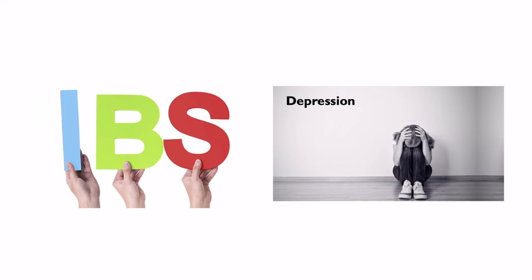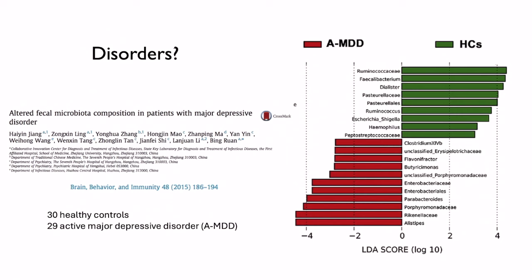There are also studies like this. For example, this is looking at 30 healthy individuals and 29 people with depression, or major depressive disorder, MDD. A lot of the time we study the microbiota by looking in people's poo, people's feces. And we see that people with depression have a different microbial composition than their healthy equivalents.